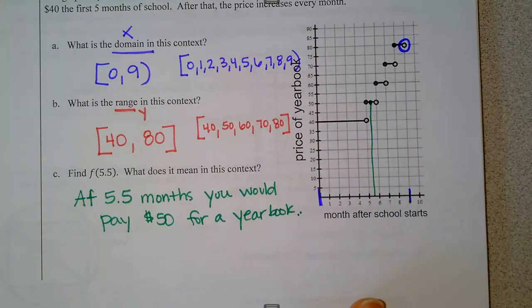Questions, comments, concerns, are we good? Why is the 40 included? Because it's a solid line up into that point. So it's only not included after 5 months, but before that, it's $40. Okay.